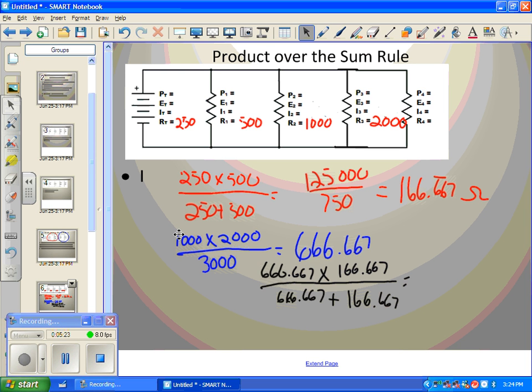Okay, so we're going to multiply that times 166.66667, and we're going to divide by, and I'm just going to make it simple on myself, put in a parentheses, 666.667 plus 166.667, close parentheses, and we get 133 and 1/3. Okay, and that's our RT.